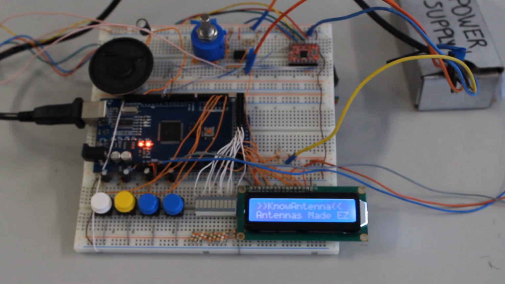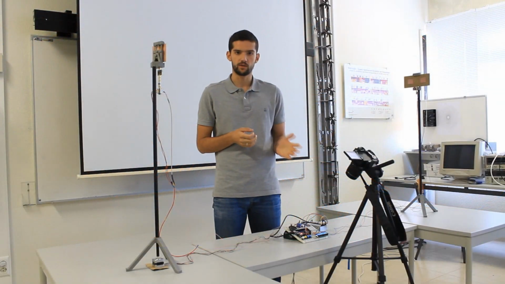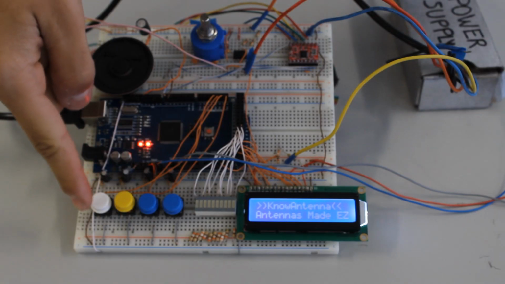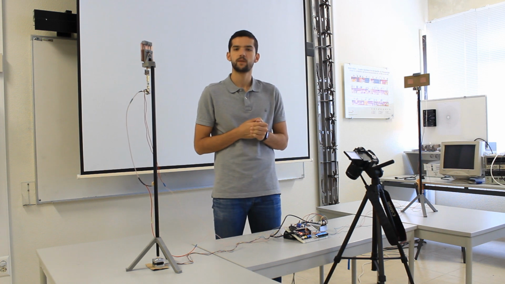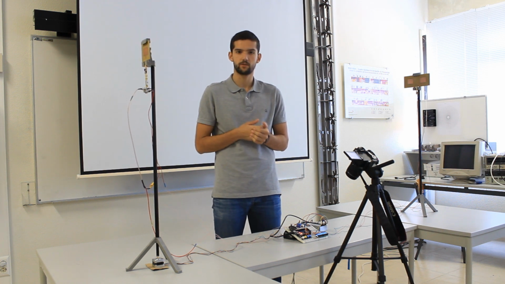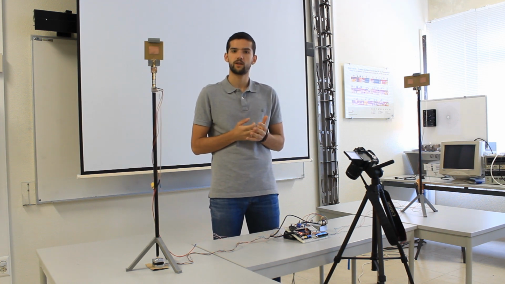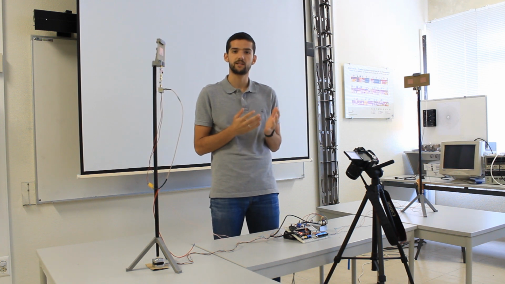Now it's time to show our setup demonstration. The first thing to do is to calibrate our system by just pressing this white button. Now you see that the transmitter antenna is making a 360 degrees turn in order to check what is the maximum received power from the receiver side.